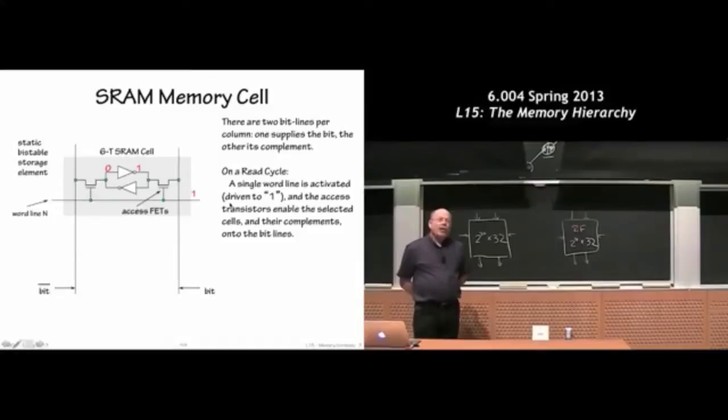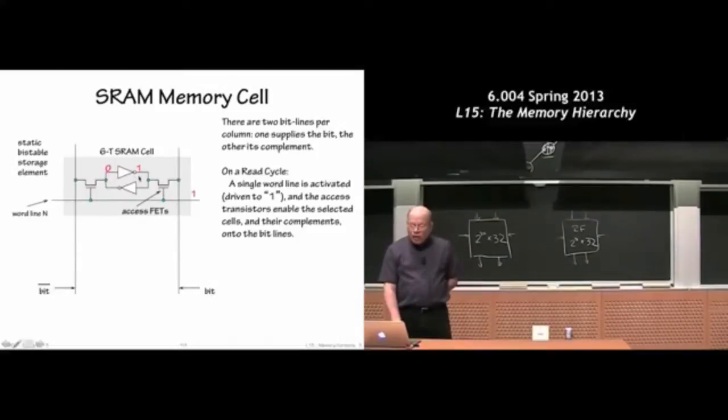And the way I read information from this cell is I'm going to put a 1 on the word line, the line that will turn on these access field effect transistors, and basically couple this bit line here to the information that's stored in that particular cell. If I wanted to read out a different cell, I would be turning on a different word line.